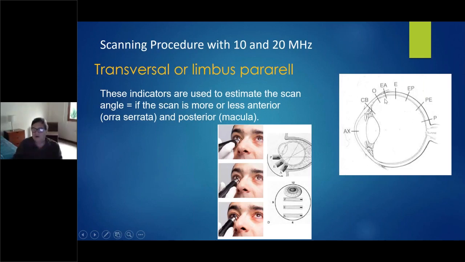You can also see on your screen in which position you find the lesion. These indicators are used to estimate the scan angle. The scan is more or less anterior to the ora serrata, or posterior near it. Okay, this is the transversal or limbus-parallel.